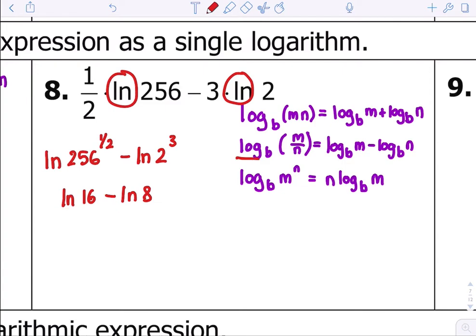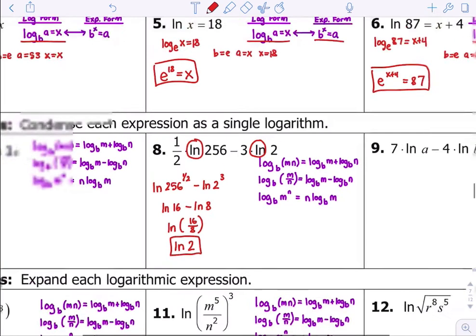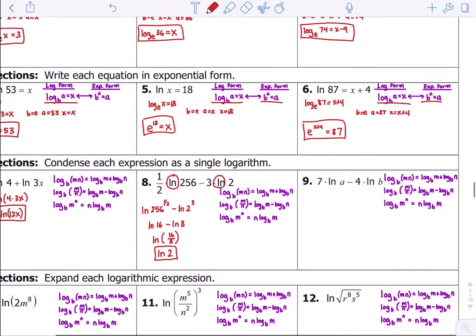So it's quotient rule. That means we are going to do natural log of 16 divided by 8, which is simply natural log of 2. It doesn't say simplify, it just says to get it into a single natural log.